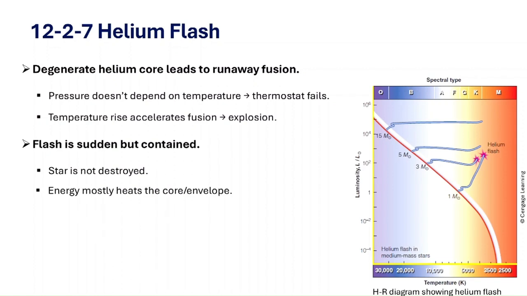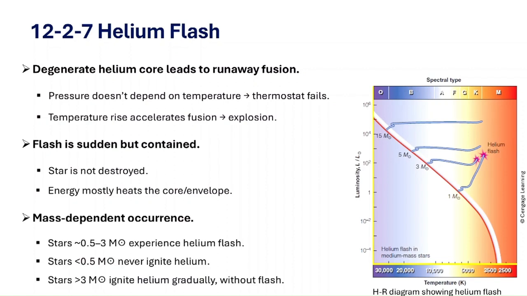So from the outside, the star hardly shows any eruption. And the flash happens in seconds to minutes. And quickly, the core ceases to be degenerate. And after that, the normal pressure-temperature thermostat takes over and helium fusion proceeds steadily. Now, the helium flash doesn't happen in all stars.